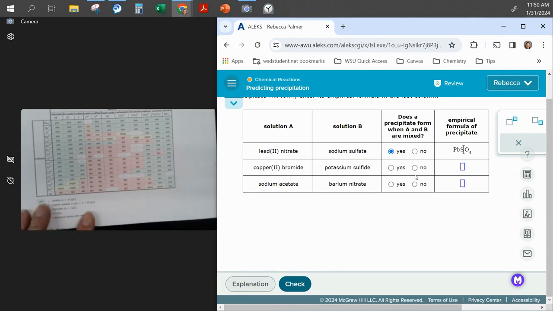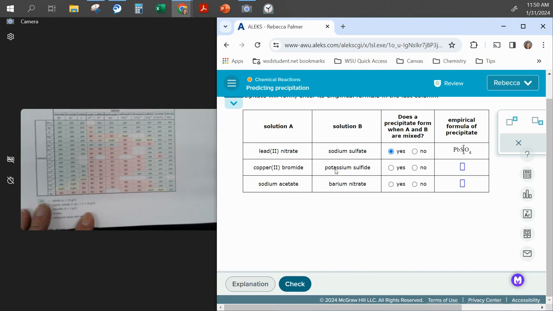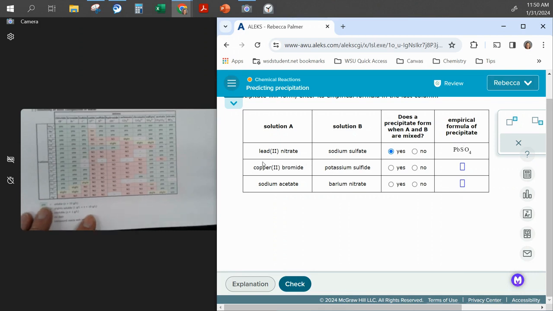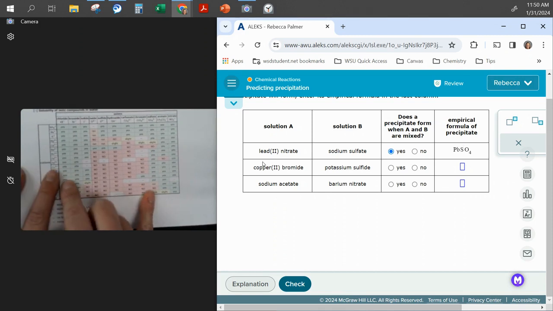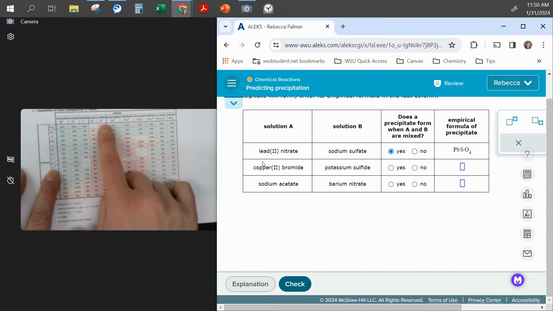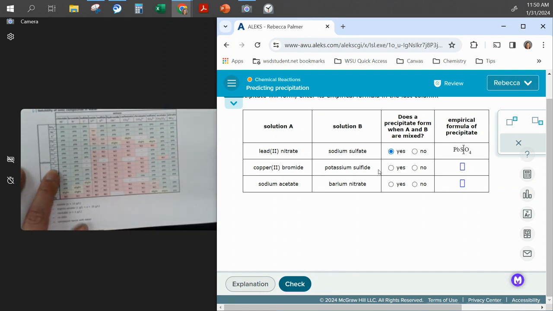So the next one, we're assuming these are soluble, so we're going to trade copper 2 with sulfide and potassium with bromide. So copper is Cu, copper 2, and sulfide. So it says no. So if it says no, we're going to push yes. And then we have to figure out the charge. Both of these have a 2 charge, so we just need 1 copper for 1 sulfide. So CuS.